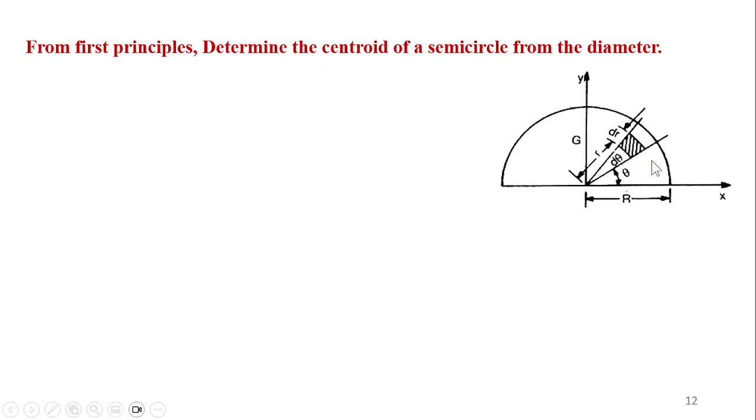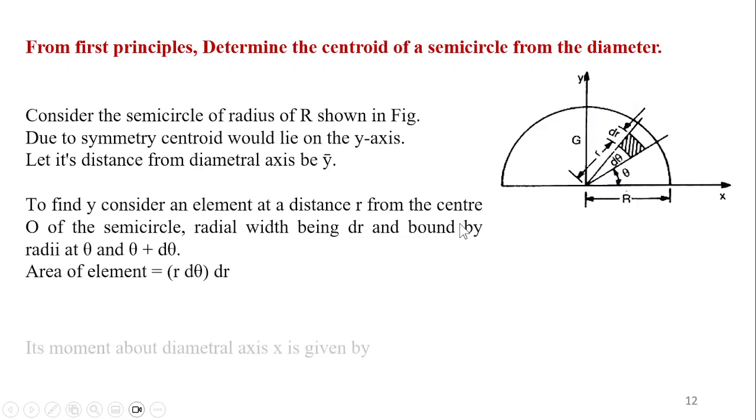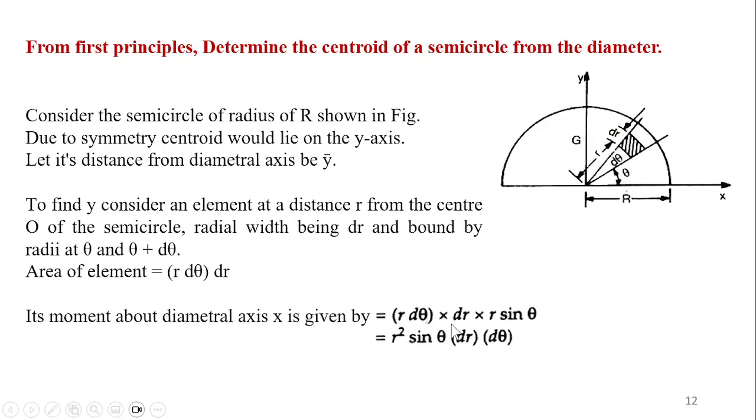Now I know the area, the distance is r, and I need to find the centroid of the semicircle from the diameter. So that gives r sine theta as the value, the y value that I will be taking out. The moment about the diametrical axis is the area of the element, r d theta dr, multiplied with r sine theta. So this is the value that I have got. If by any chance you are not considering, see, in this problem they have not given anything.